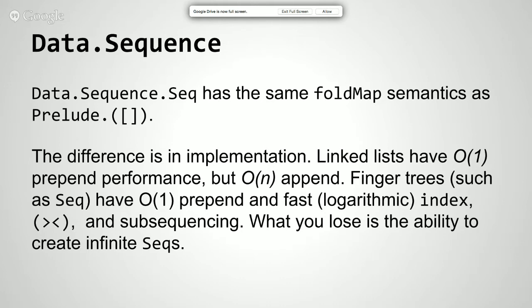The difference between Seq and list is implementation. Seq is a finger tree, so it's got very fast indexing, concatenation, and subsequencing, and what you lose is the ability to create infinite ones, which you can do with lists.